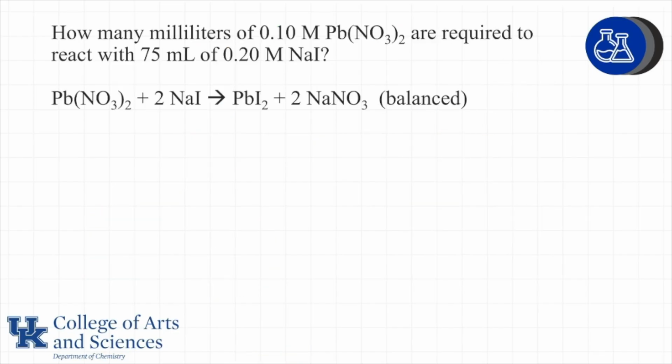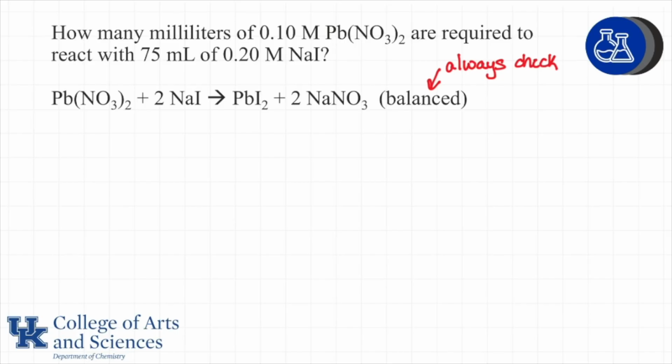How many milliliters of 0.10 molar lead nitrate are required to react with 75 milliliters of 0.20 molar NaI? First thing we need to do is to make sure our equation is balanced, which it is in this case. Next, I'm going to get the information out of the problem and summarize it, so that way I'm not having to reread the problem multiple times to remember what numbers are there. And it also helps me sort data so that I don't get anything mixed up.